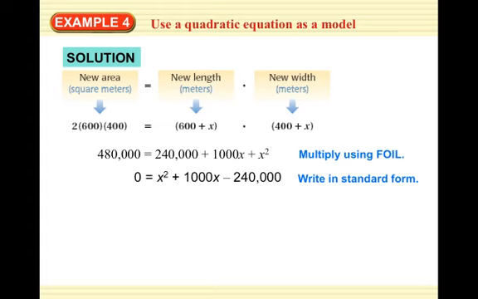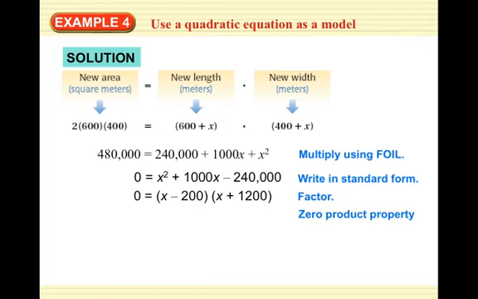So we're going to have 0 equals, let's go ahead and put the x squared first, and then the plus 1,000x. 240,000 minus 480,000 is negative 240,000. So now we want to factor. The factors of negative 240,000 that add to be 1,000 are negative 200 and positive 1,200. If you want to take the time, go ahead and multiply negative 200 times 1,200 is negative 240,000. Negative 200 plus 1,200 equals 1,000, so it works.